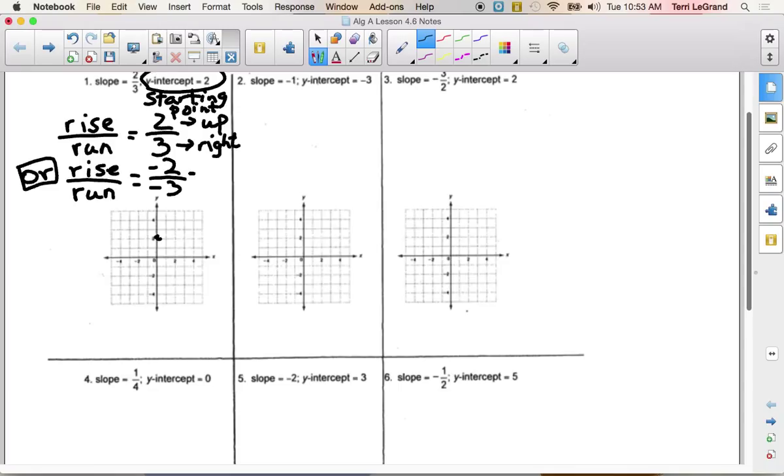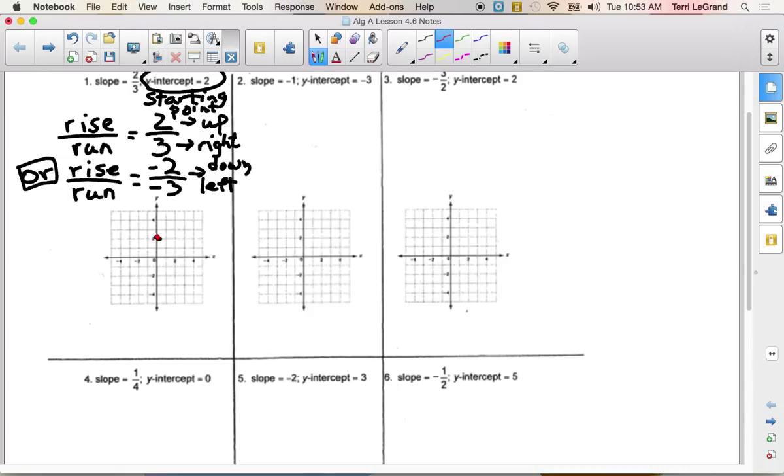If we're talking about a negative 2, what do we do then? Do we go up or down? Now we go down. And if we're talking about a negative 3, what direction do we go? Left. Okay. So here's what we're going to do. We're going to go to that starting point, and we're going to use the first one, the 2 up and the 3 to the right.